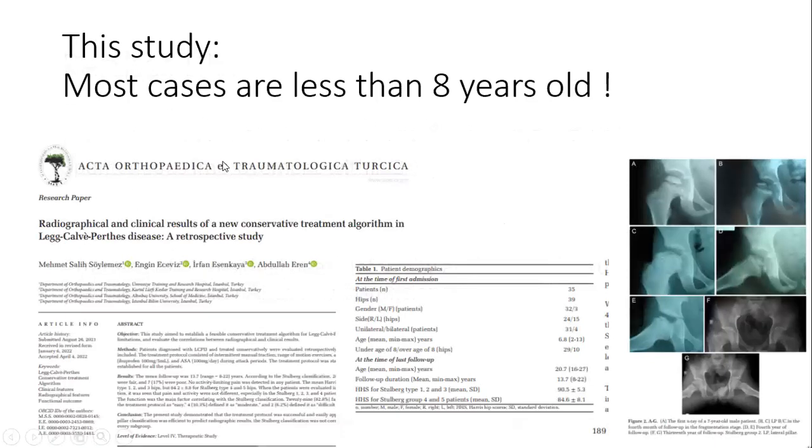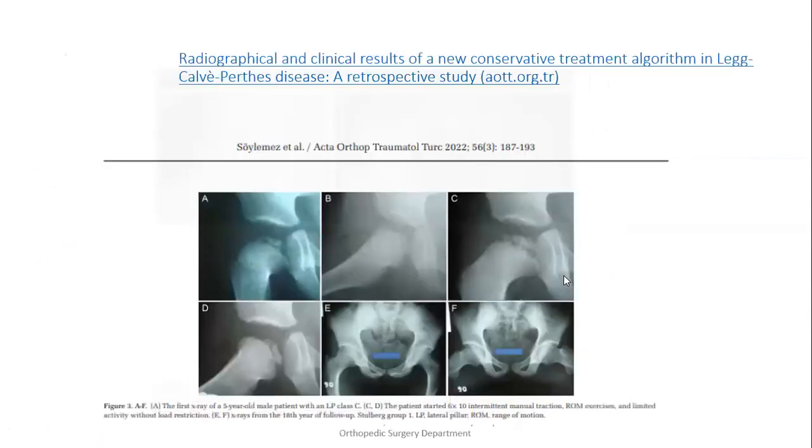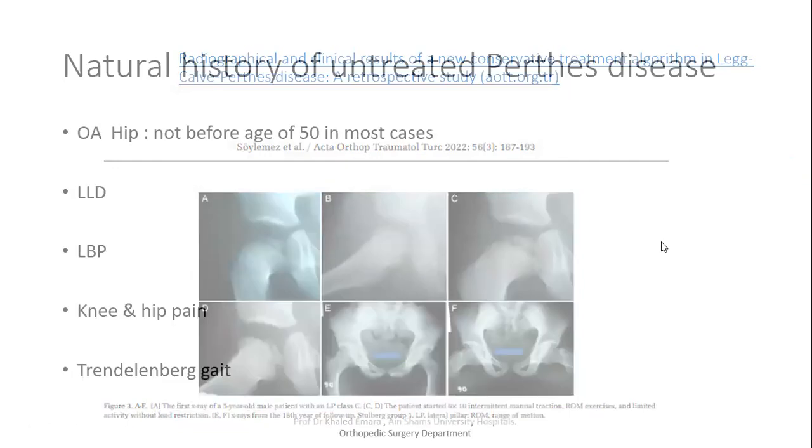So for example, see this study talking about conservative treatment. And if you look inside the study, most of the kids included were younger than age of 8. So they get better anyway. So that's the point. What's the point in talking about either this technique or that technique in young kids like these?